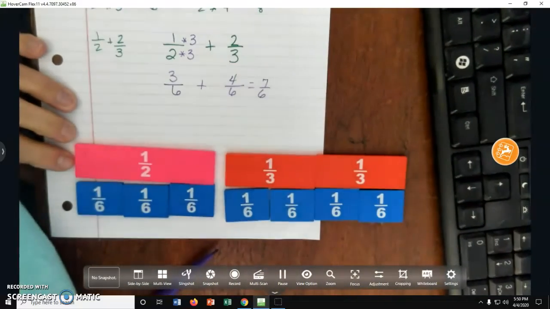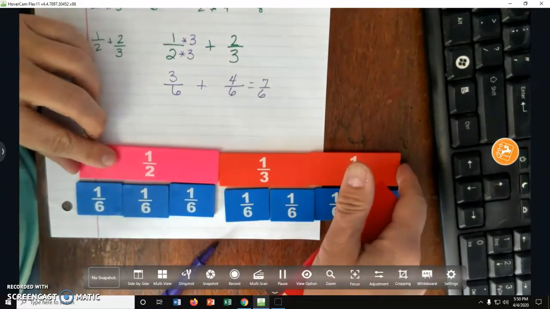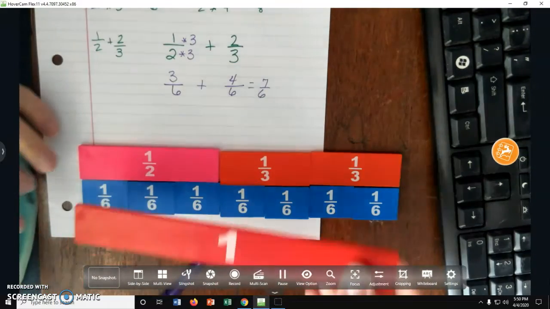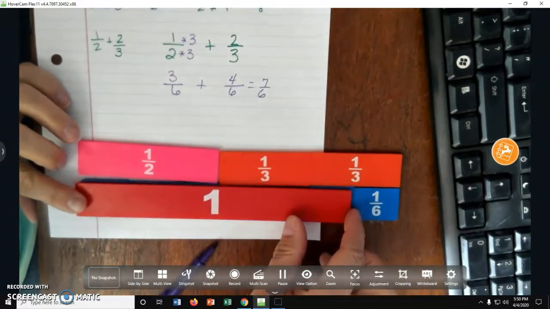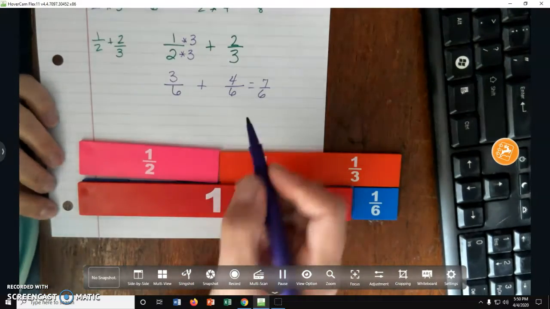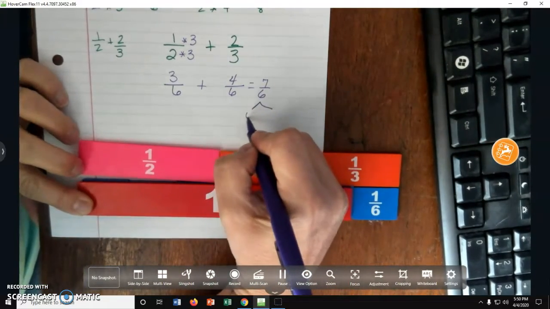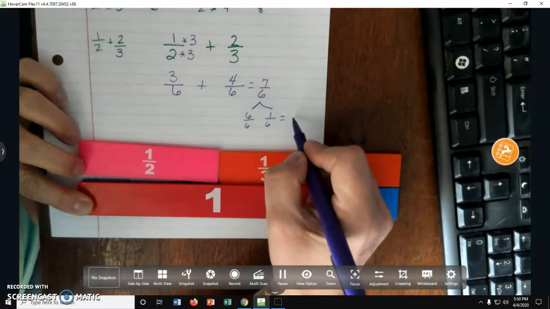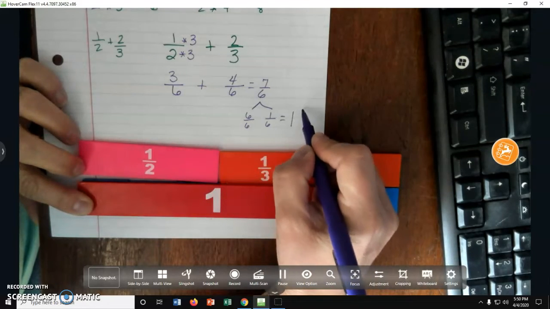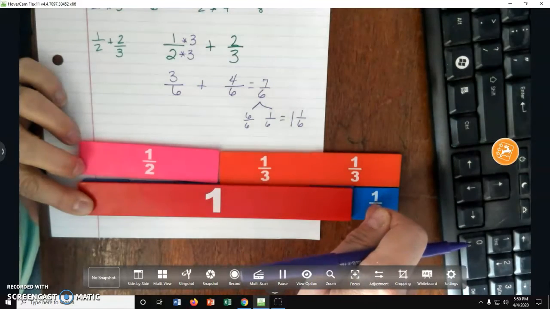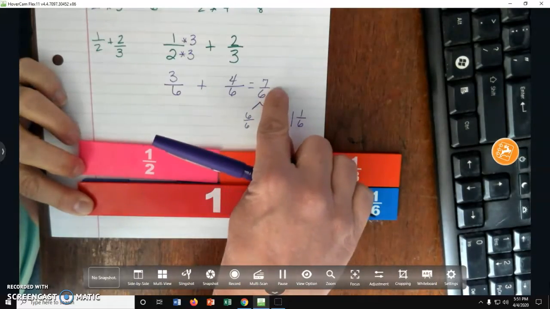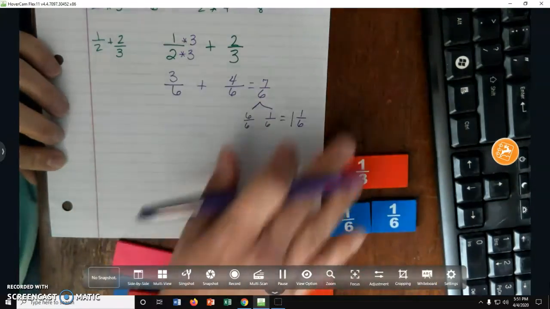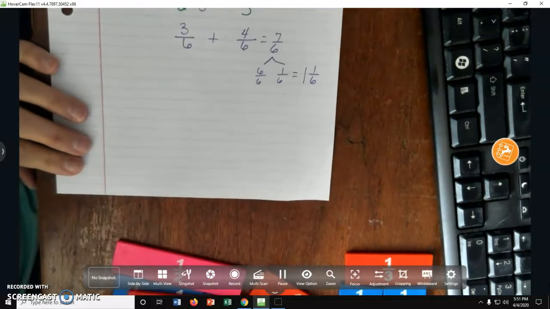Now we know that 7/6 is greater than 1 whole. If I stick all this together like so, I can put a 1 over here. We know that 1 whole is the same as 6/6, so this is the same as 6/6 plus another 1/6. So this is 1 whole and 1/6. Improper fraction to a mixed number, we did those last week.